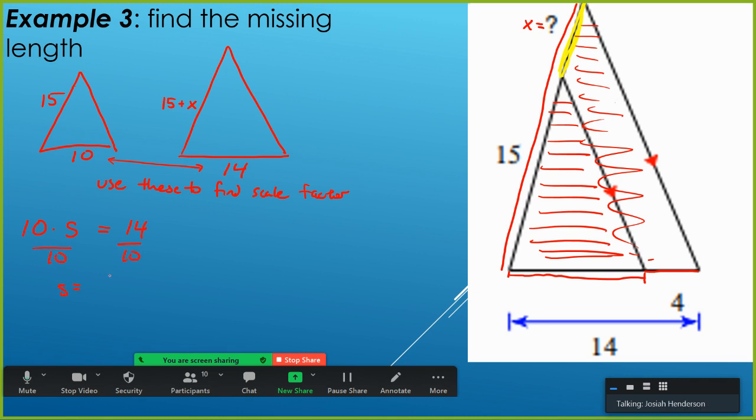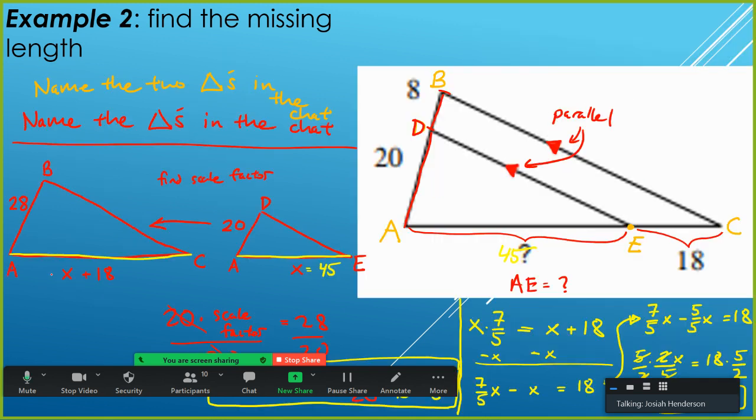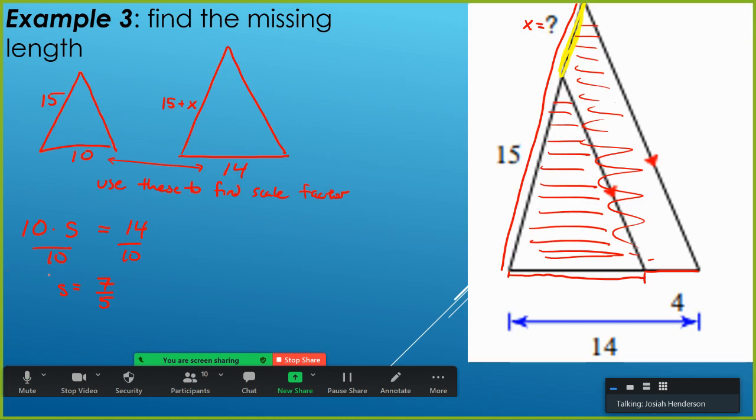Is this the same scale factor we had last time? That's silly. Sorry about that. I didn't catch that. Change it for next year. Okay, so it looks like the scale factor is the same as last time. That's weird, but let's use it. It's what we're using in this question. So our scale factor is 7/5.